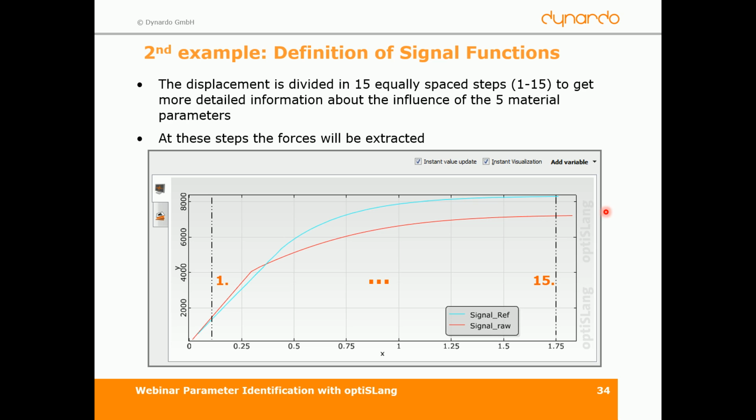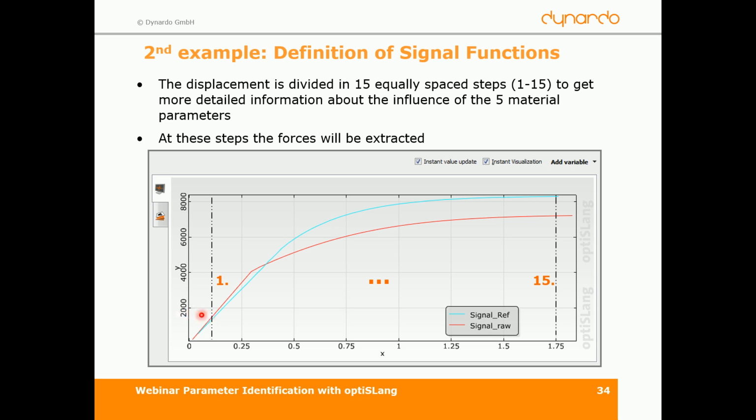The next one is that maybe also for this insert force and this pull-out force, it is important to know in which area of the signal which input parameter has some influence, and therefore we divided our signal into equally spaced steps. In this way we chose 15 steps, and on these 15 equal steps we extracted the forces, and with the help of these 15 force steps we know in which region of the signal which parameter has some influence.